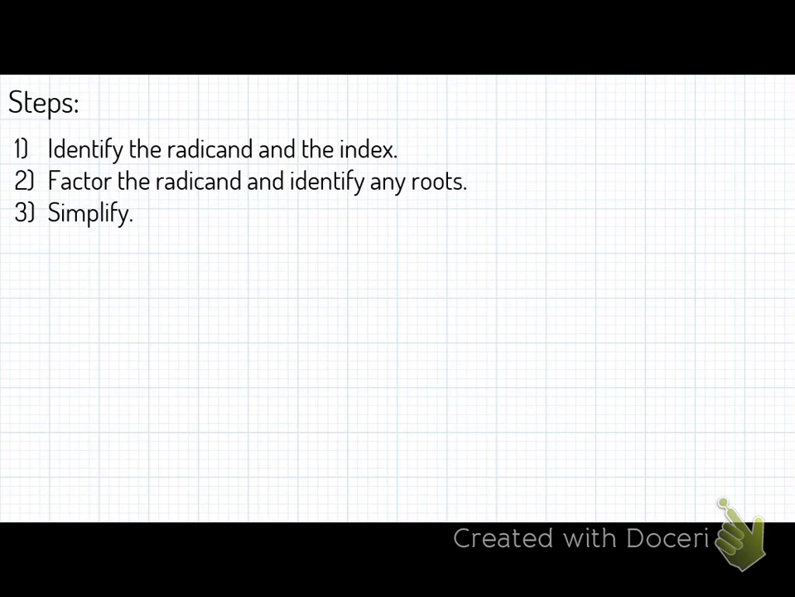Okay. These are the steps. If you're on the video, you should pause here, as you write this down. 1, identify the radicand and the index. 2, factor the radicand and identify any roots. And 3, simplify. So the radicand is what's inside the radical sign. Okay?